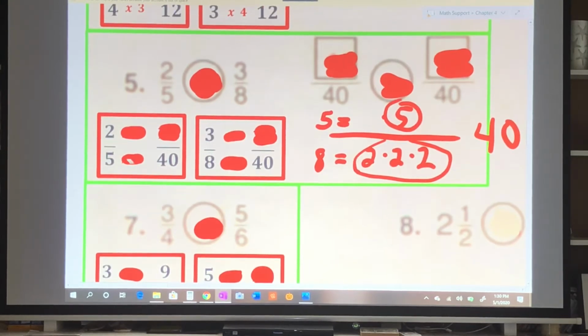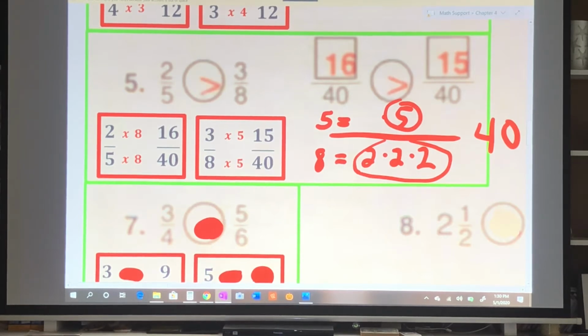40. 5 times 8, the top times 8 should be 16. 8 times 5, the top times 5 should be 15. And 16 over 40 is greater than 15 over 40. Greater. Therefore, 2/5 is greater than 3/8. 2/5 is 0.4. 3/8 is 0.375. And if you round it to the tens place, it would be 0.38. 0.40 is still greater than that. You can do that if you want. Still greater. Okay, let's keep moving here.